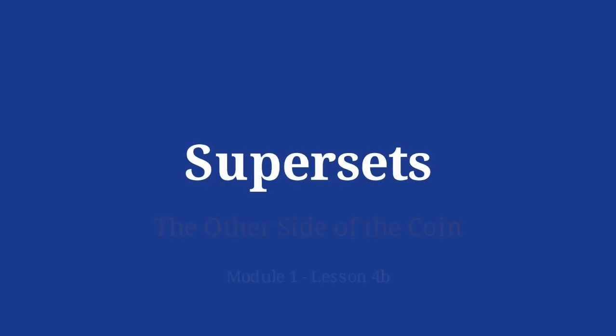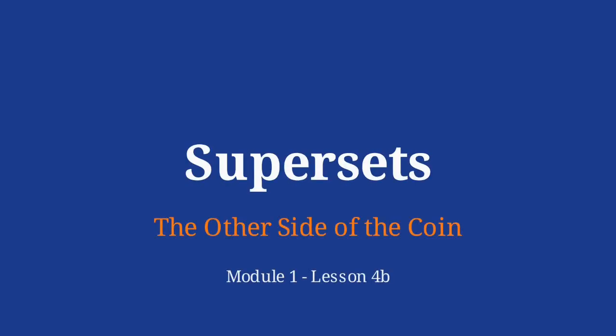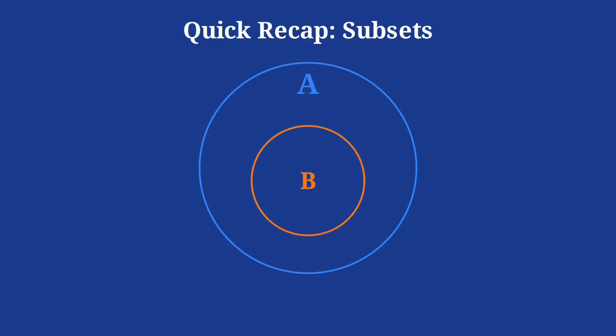Supersets, the opposite of a subset. Let's quickly recap what we learned about subsets. Remember, when we have two sets, A and B, and every element of B is also found in A, we say that B is a subset of A. We write this using the notation B ⊆ A. Every element of B is in A.